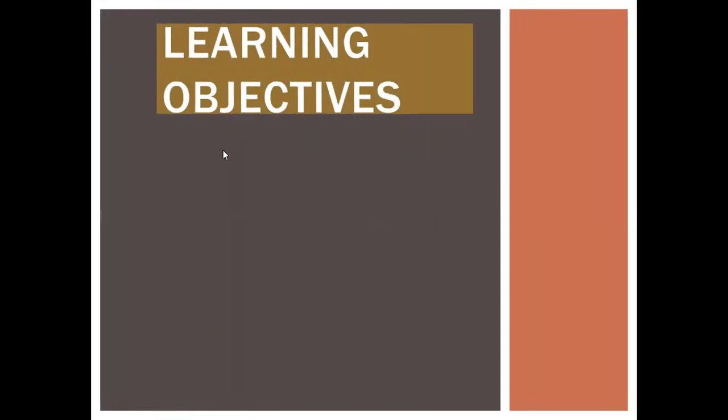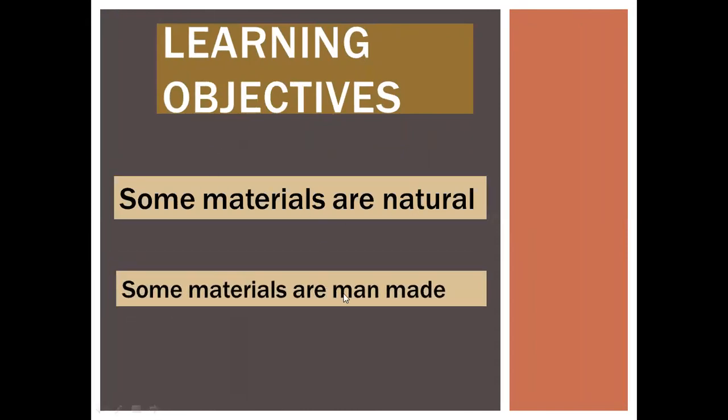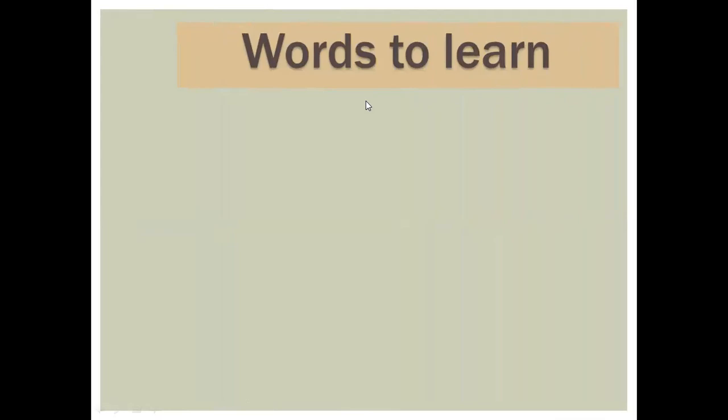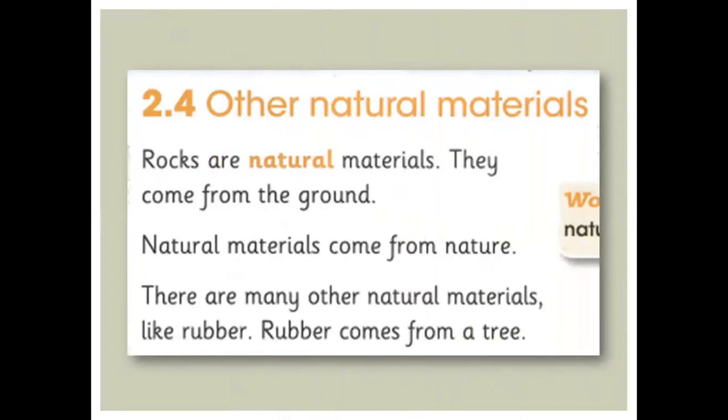So in this lesson, we are going to learn that some materials are natural and some materials are man-made, means they are not natural. You can say artificial. Humans made some of the materials and nature made some of the materials. In this lesson, we are going to learn the words natural and man-made materials. Natural, man-made materials.